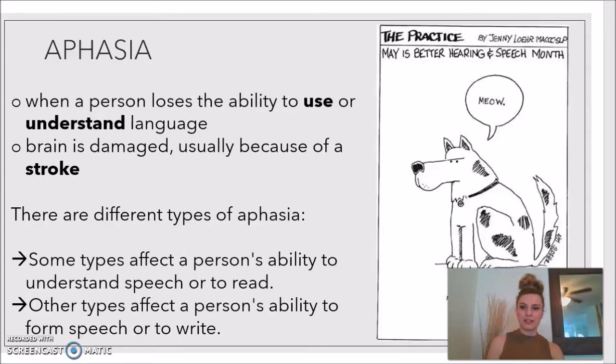If we move along here to aphasia. Aphasia is when someone loses the ability to use or understand language. Again, this usually happens because of a stroke, and there are lots of different types of aphasia. We can take a look right here.